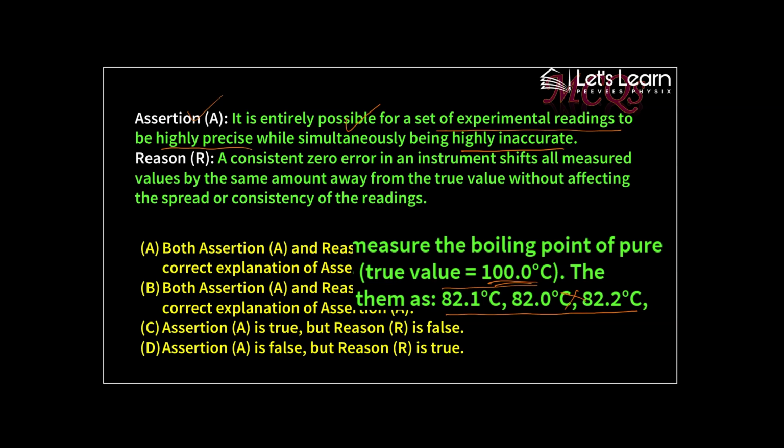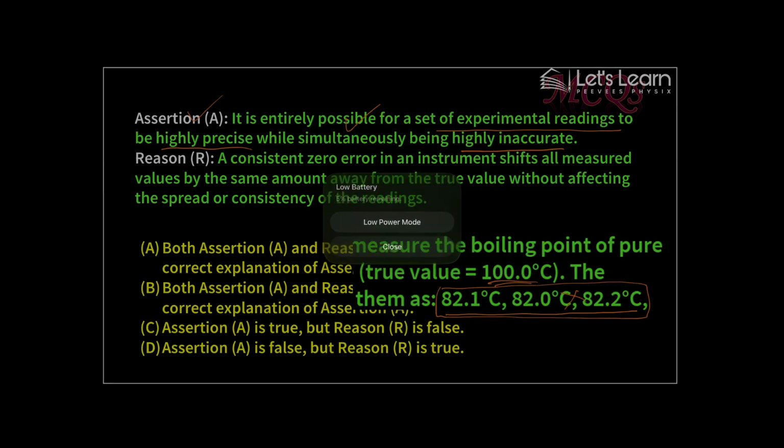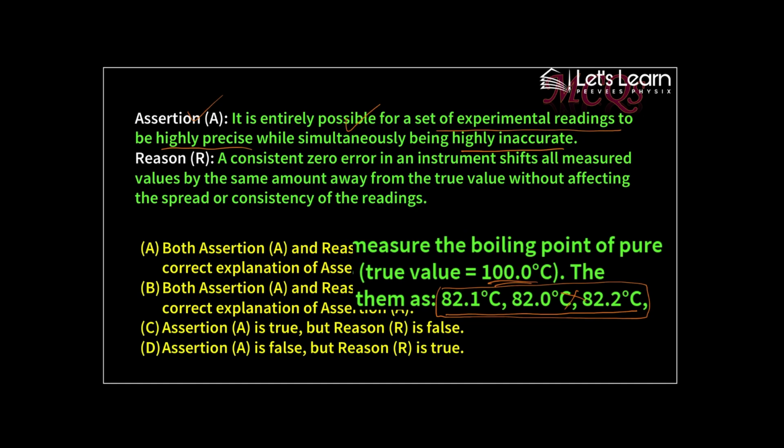See, there was a consistent difference of almost 18 degrees in all your measurements. All your measurements are 18 degrees below the true value, which means there is a difference of the same amount from the true value, around 18 Celsius, but they are precise. So the reason is there is a difference of 18 degrees. So the reason is also true, and the reason is the correct reasoning for the assertion. So the answer is A.